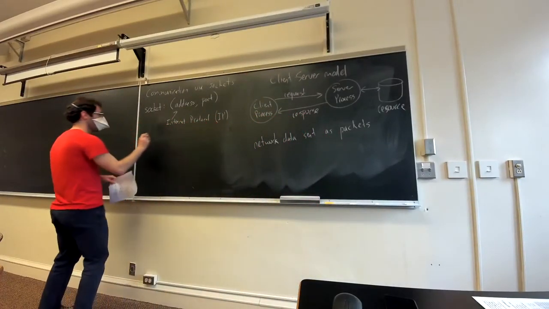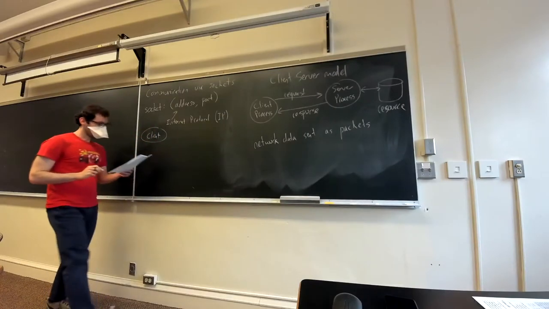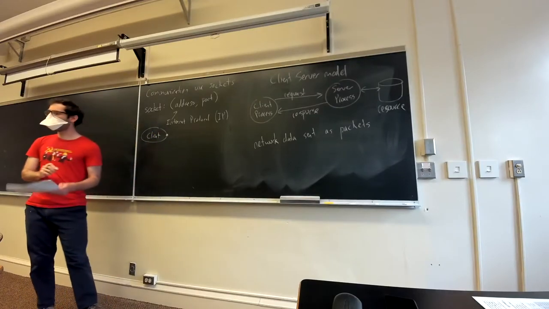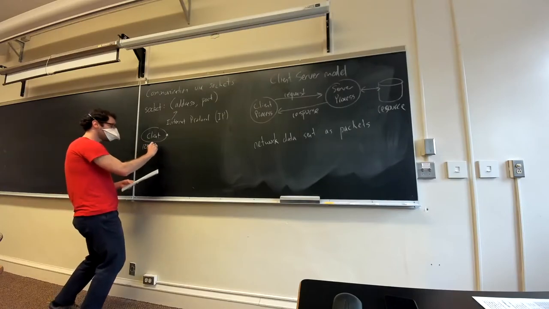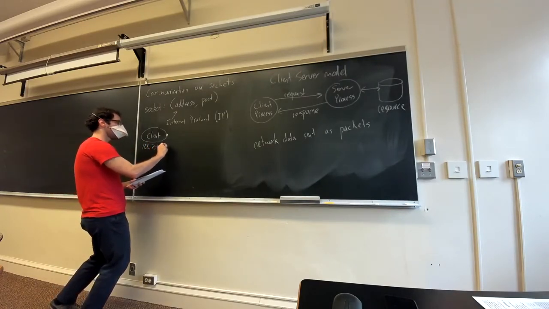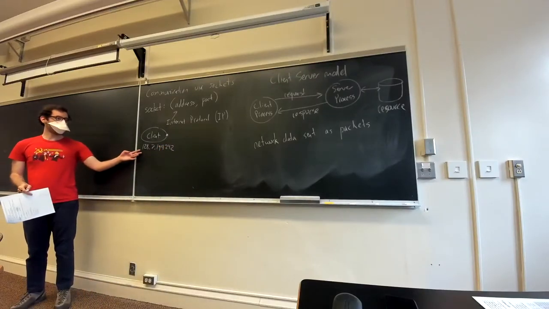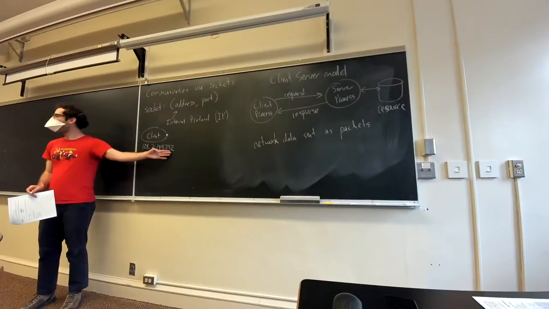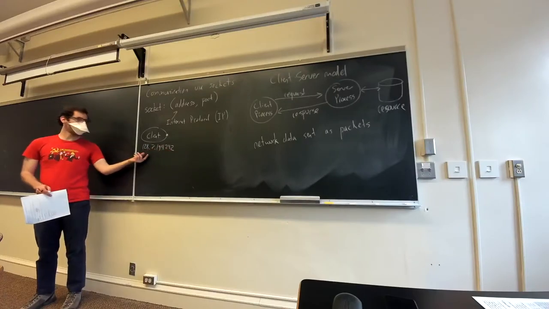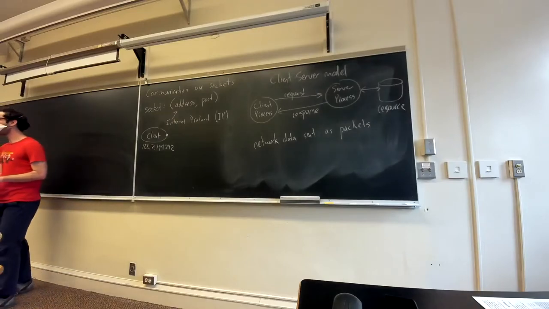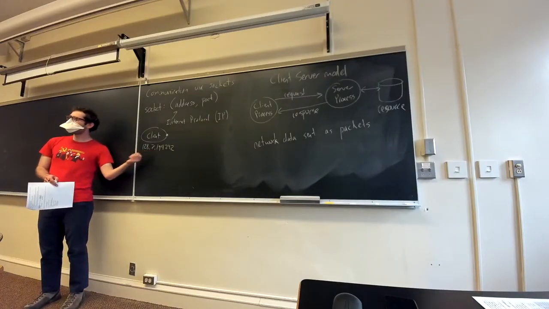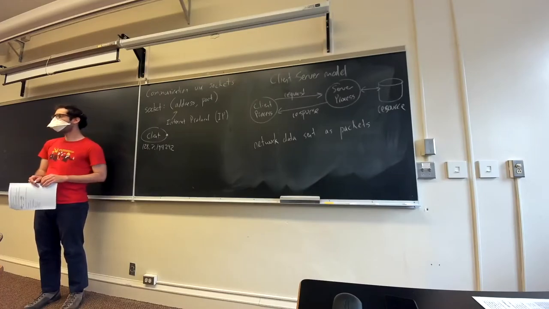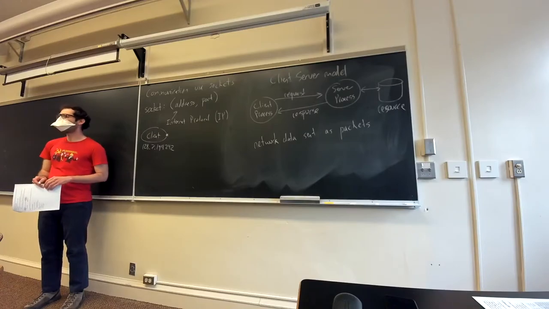So if we have our client over here, it has a socket on its end, which might have the address of 128.2.194.242. And the majority of IP addresses have this form of a four-part number, where each of these numbers is between 0 and 255. Any guesses as to why each of these numbers is between 0 and 255? Why? When 256 is a power of 2. That's right. Anything special about 256?